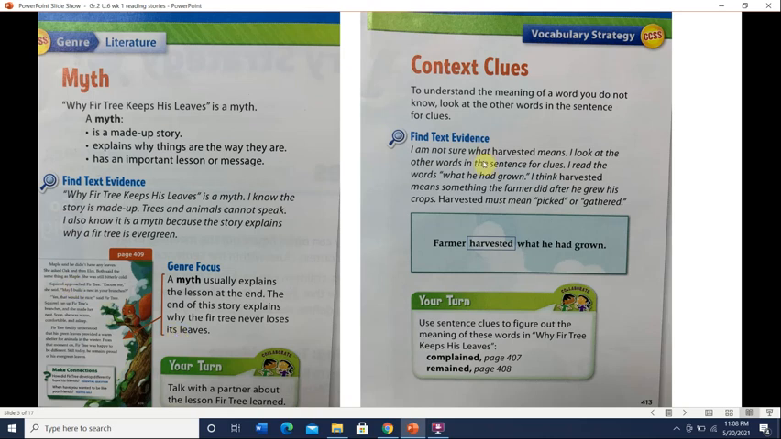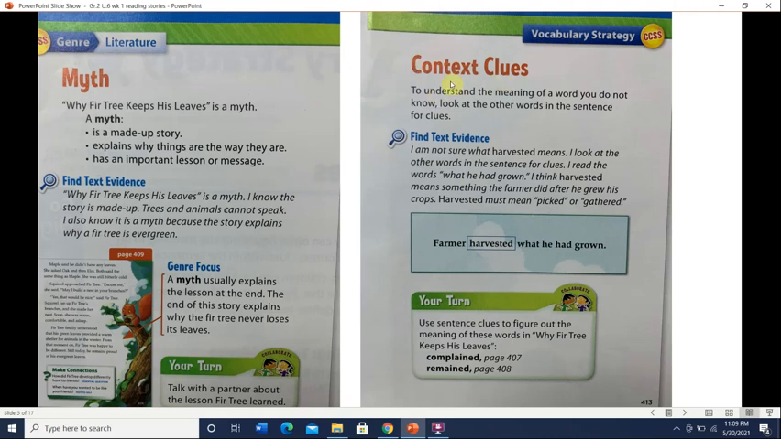And context clue. Context clues are words. Like sometimes in a sentence, it gives you a word, and it tells you later on, or the next sentence tells you what the word means. Okay, like for example, farmer harvested what he had grown. Later on, you'll find out from the paragraph that the farmers harvested the crops that it grew. Harvest means picked or gathered.